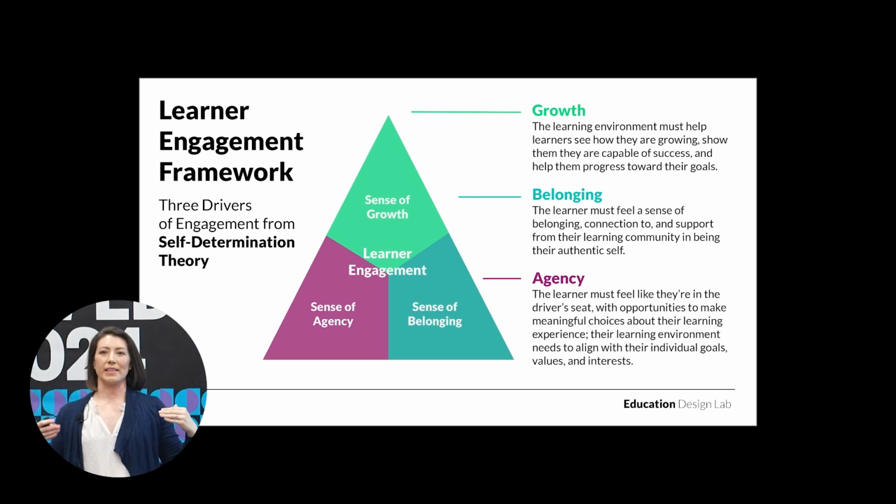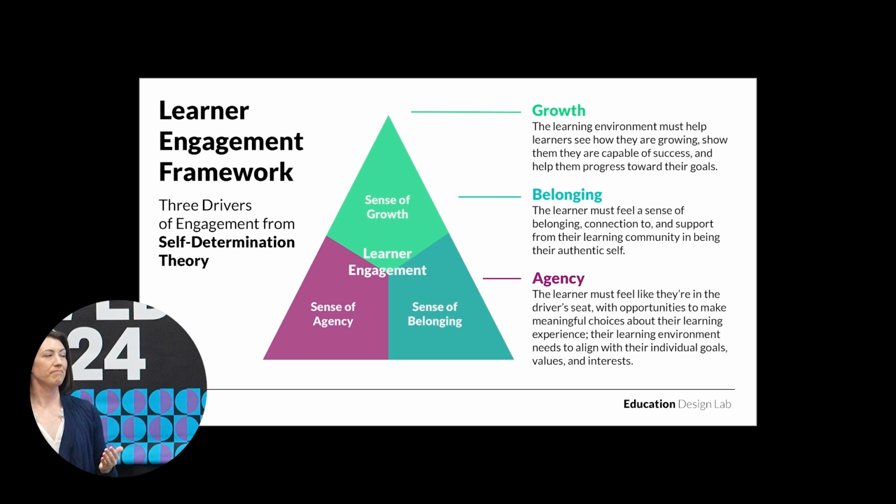So we'll dig into these a lot deeper, but super briefly and at a high level, growth is about learners feeling like they can be successful and like they're making progress toward futures and goals that matter to them. Belonging is about feeling embraced as your authentic self. And agency is about a learner feeling like they are in the driver's seat of their learning experience.